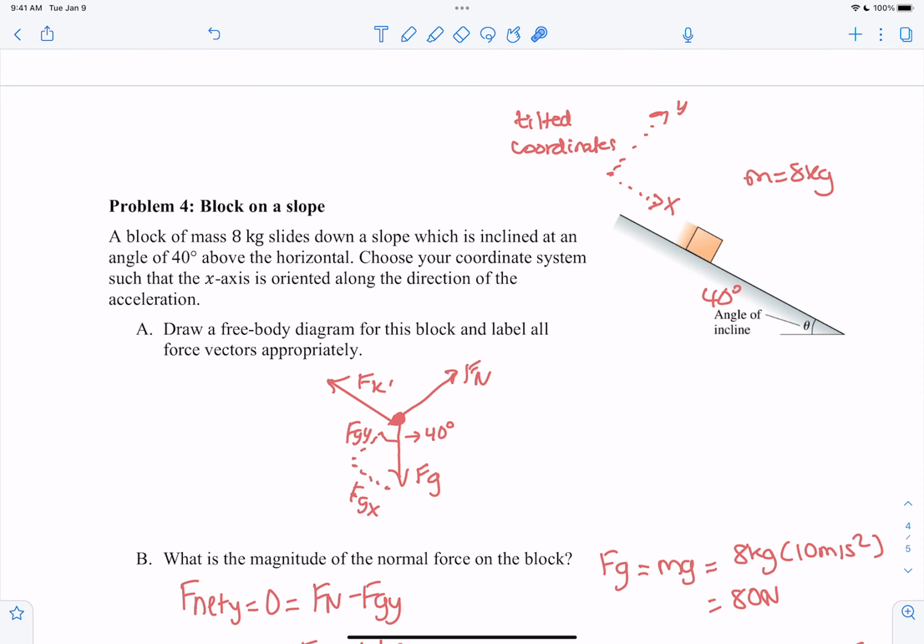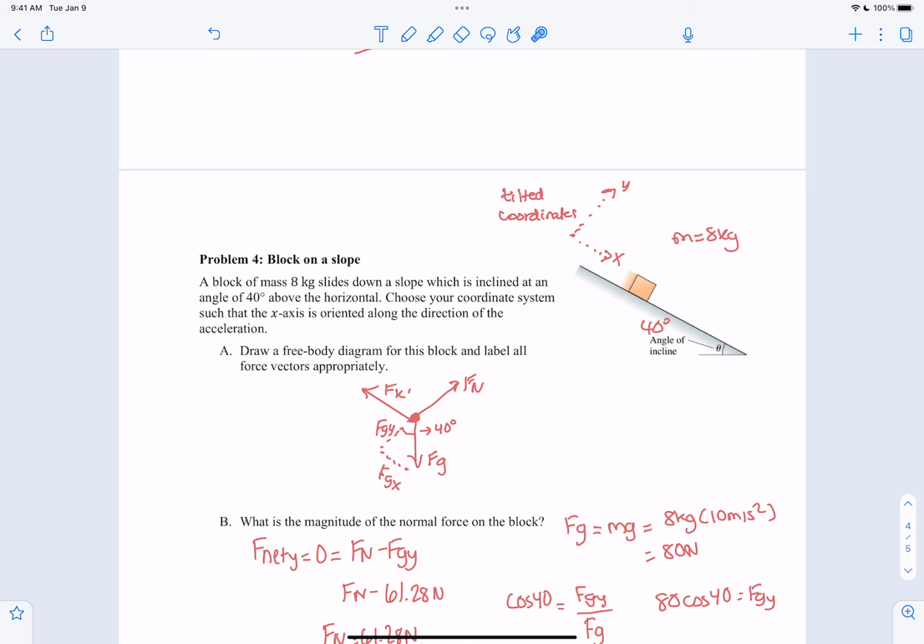So negative how? Because you would be moving down the slope here, right? So remember, this is tilted coordinates. So you'd be technically moving along the positive x-axis, right? Because if this is tilted y and tilted x, and the box is sliding down this way, it'd be along the positive tilted x-axis, right? Yep.